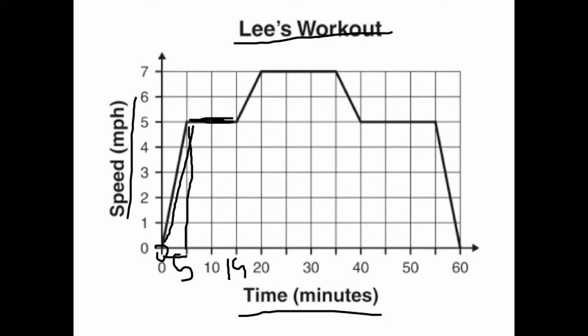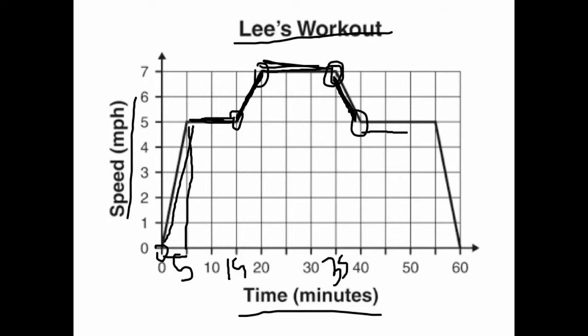Then, from minute 15 to minute 20, he increases his speed from 5 miles an hour to 7 miles per hour. And then he runs along at 7 miles per hour from minute 20 to minute 35. Then he starts slowing down and decreases his speed at a constant rate from 7 miles an hour back to 5 miles an hour from minute 35 to minute 40.